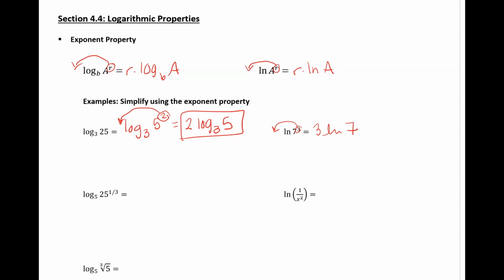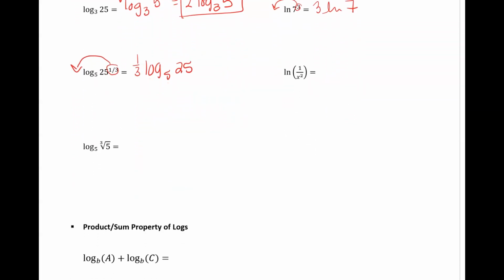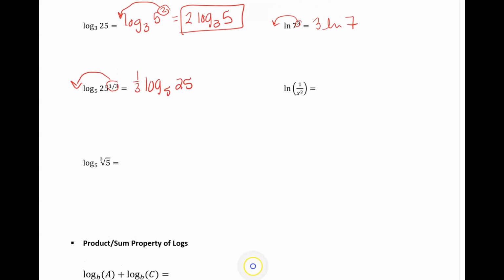The next one, you can see that it has a 1/3 right here. If I bring that out front, that gives me 1/3 log base 5 of 25. But we already saw in that previous one, 25 could be written as 5 squared. So I'm going to rewrite that as 1/3 log base 5 of 5 squared. And now I can bring that 2 out front. So it gives me 2/3 log base 5 of 5. But remember here, in the previous section, we said if these numbers are the same right here, that is actually going to cancel out and give us 1. So this is 2/3 times 1, which is 2/3.